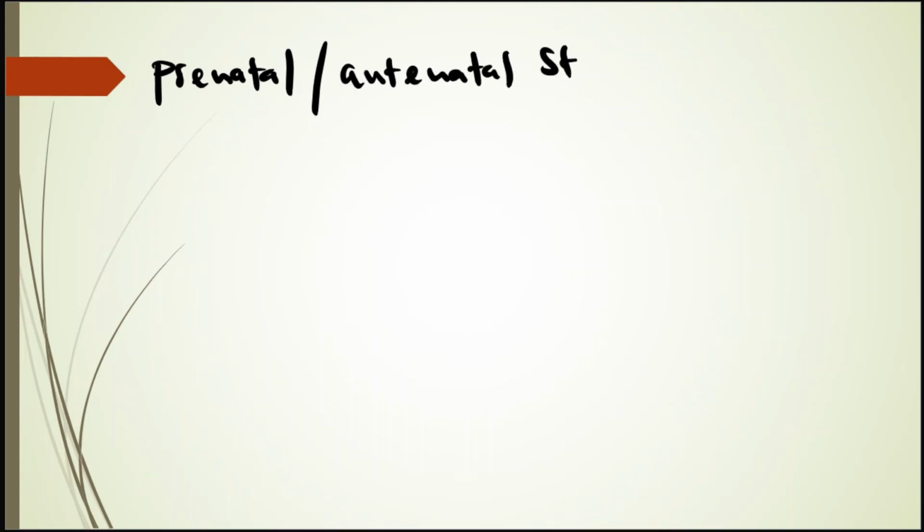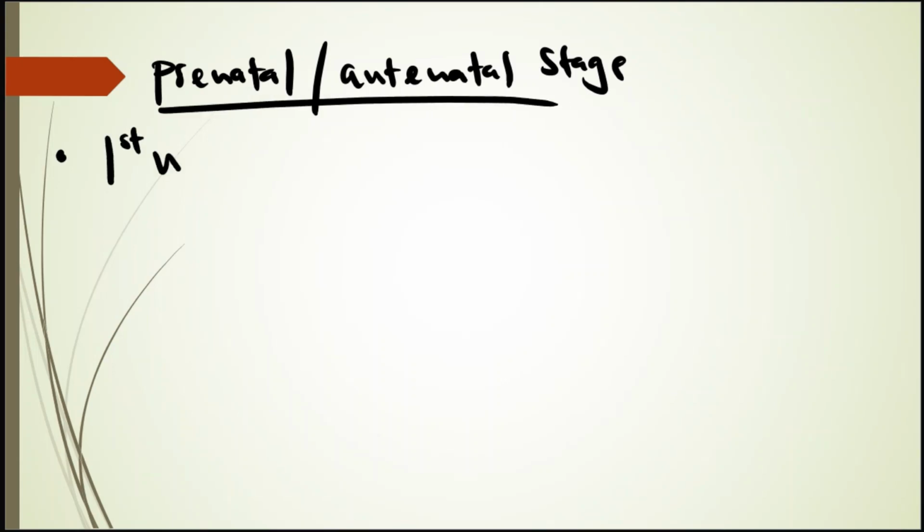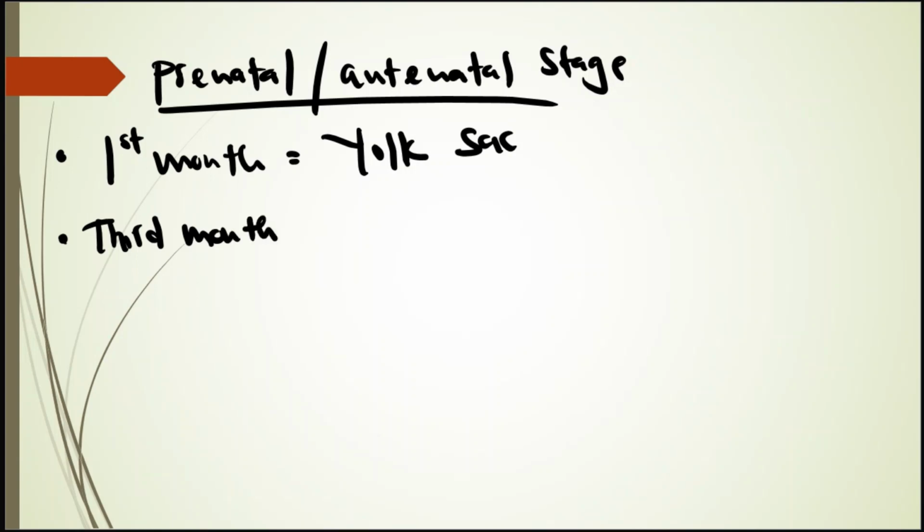So, hematopoiesis in the prenatal stages. Prenatal simply means before birth. It is also known as antenatal. In the antenatal stage, blood formation starts at the first month, the first 4 weeks. What forms the blood in the first 4 weeks in utero is the yolk sac. If the fetus in utero reaches 3 months, so the third month, blood is formed by the liver. So the liver is fully formed and it's now forming blood.